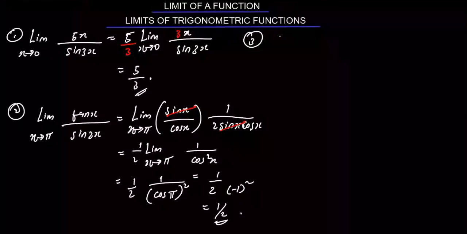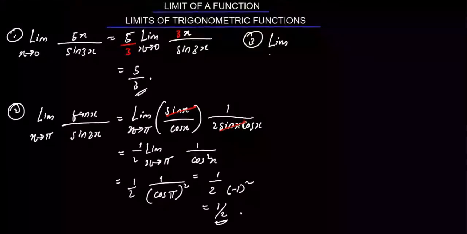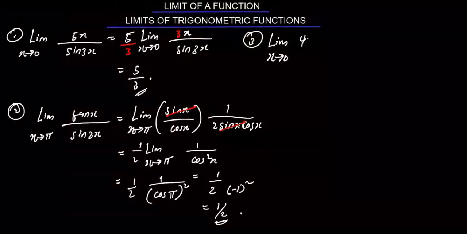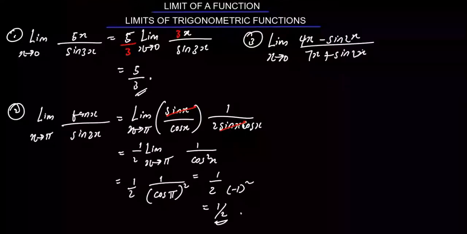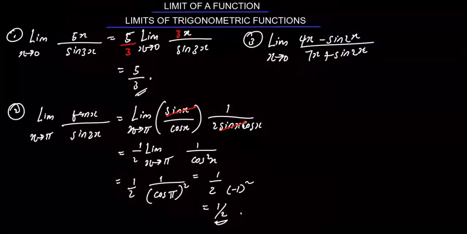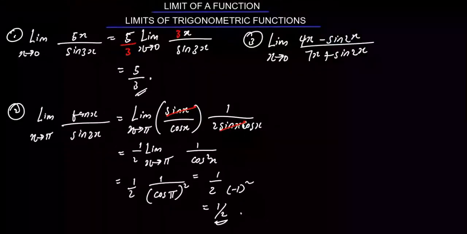Okay, let's see. What if we have the limit as x tends to 0 of 4x minus sine 2x all over 7x plus sine 2x? Observe, we can't use the squeeze principle here because that one only works when you have just one trig term. But here, there are more than one, so we can't use it here. So what do we do from here? Pause the video and give it a try.